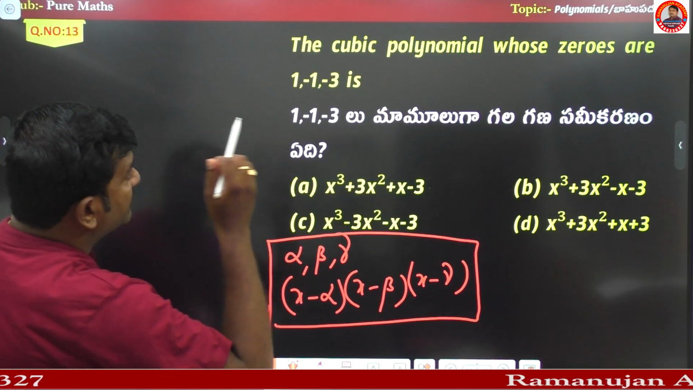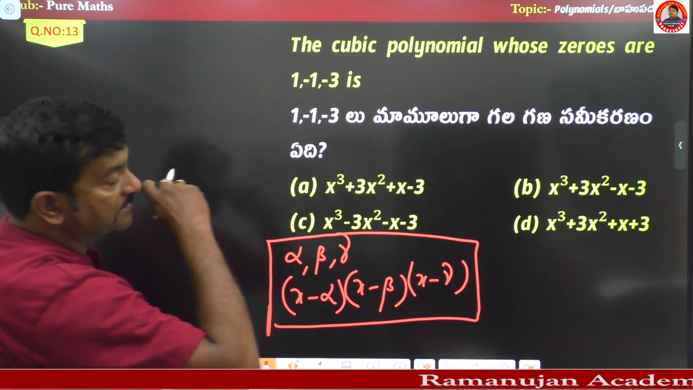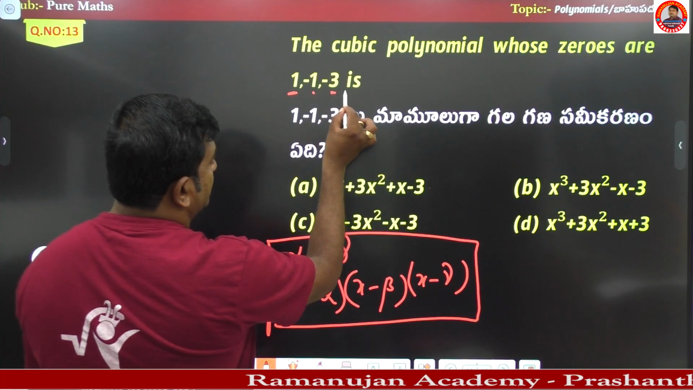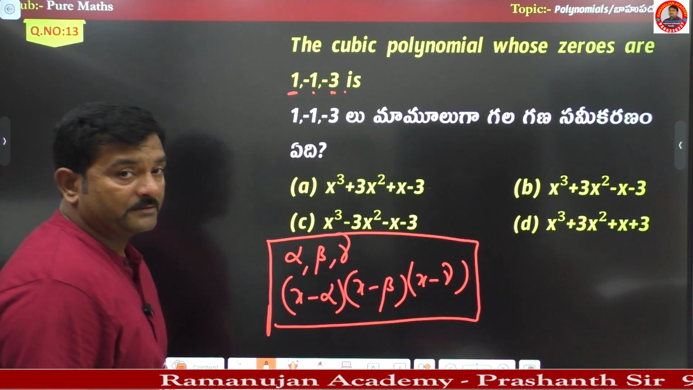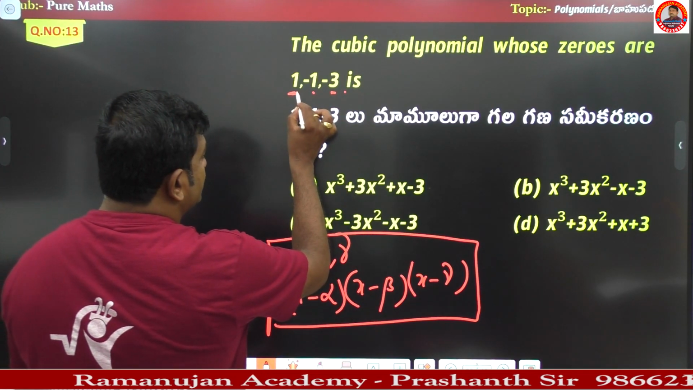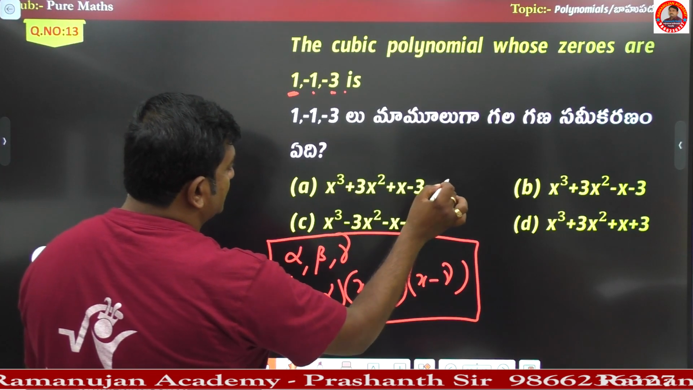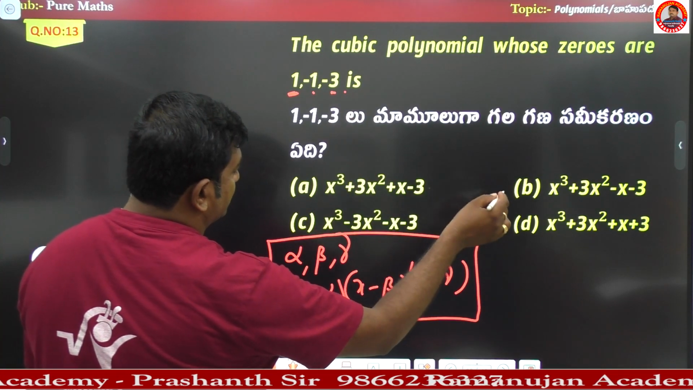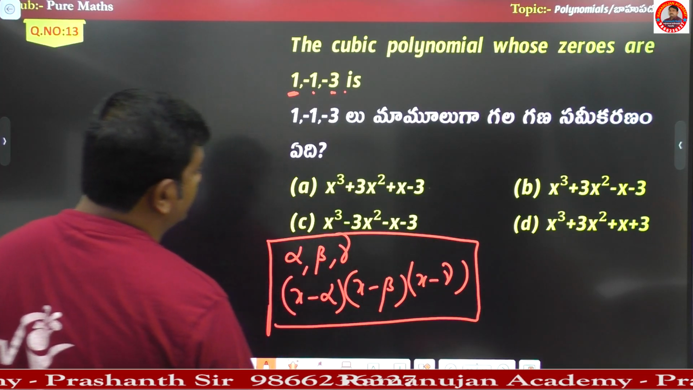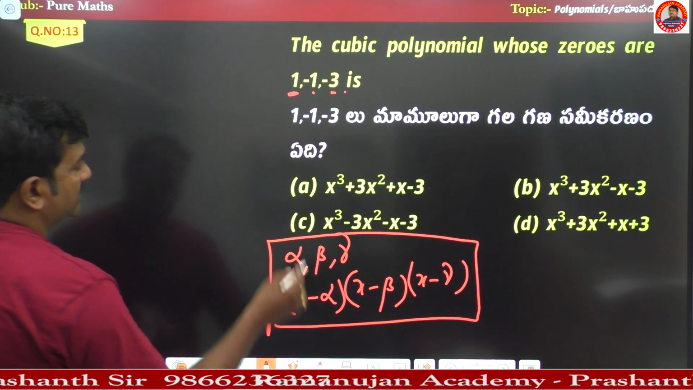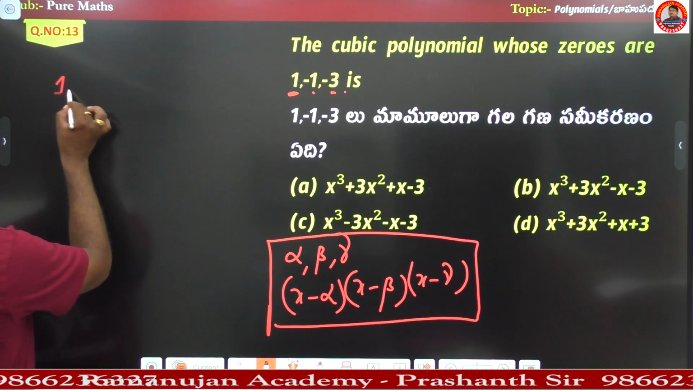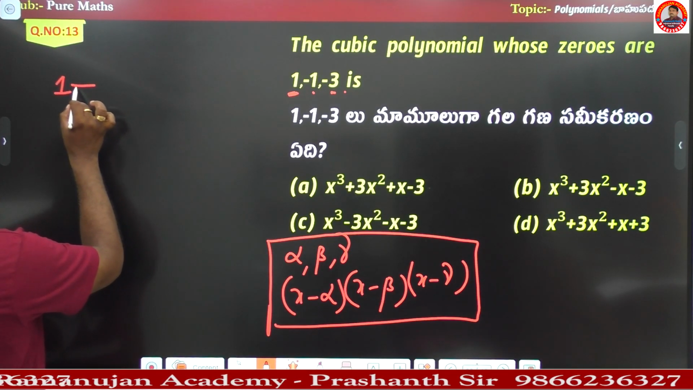Since 1, minus 1, minus 3 are the roots, if you substitute roots, meaning x values, in the first option, you should get the value 0. Or if not getting 0, it is not the answer. Second option, third option, fourth option, like that we will verify. First, putting one value. I am taking one root here, 1, and substituting it in the different options.